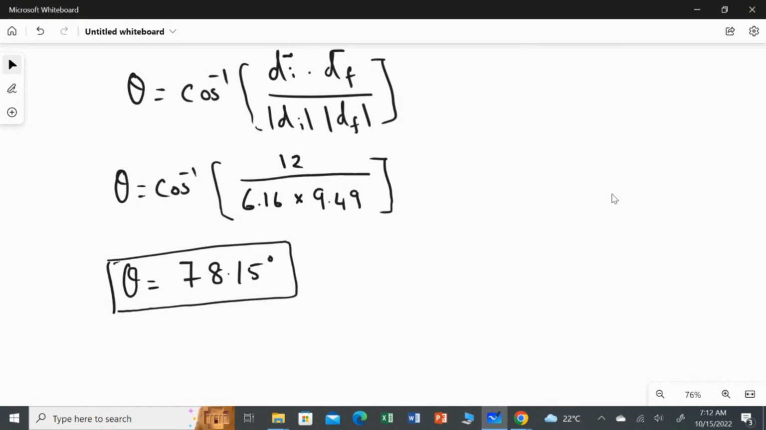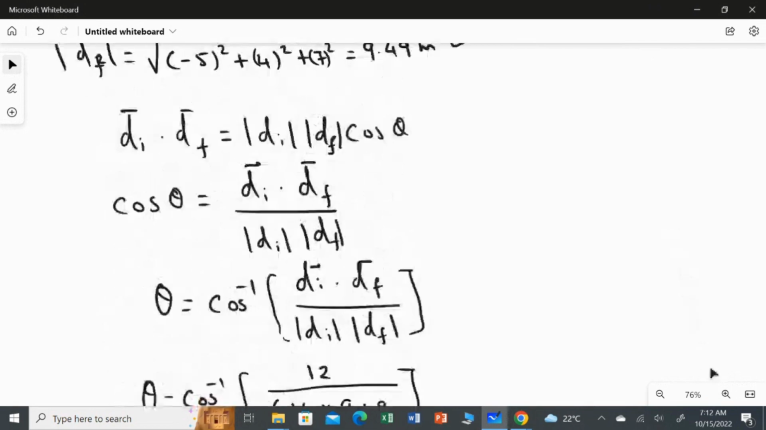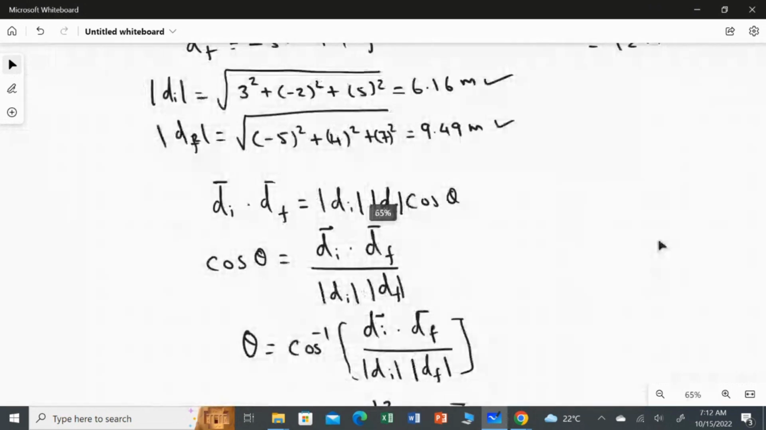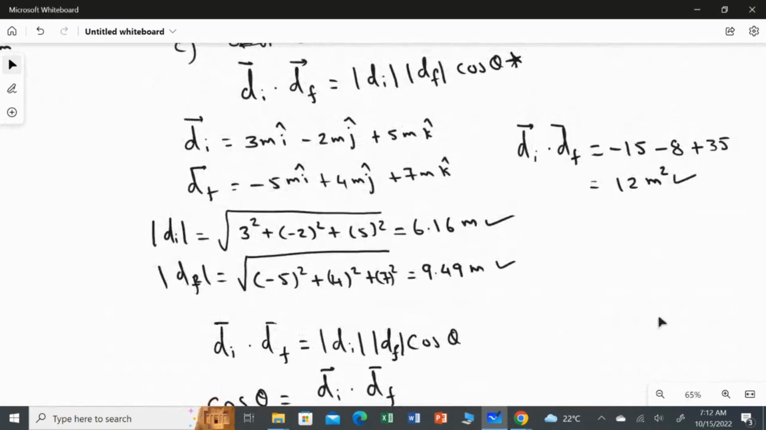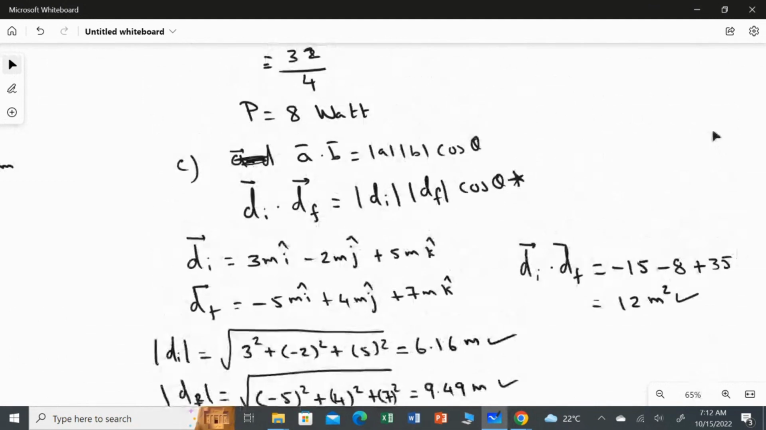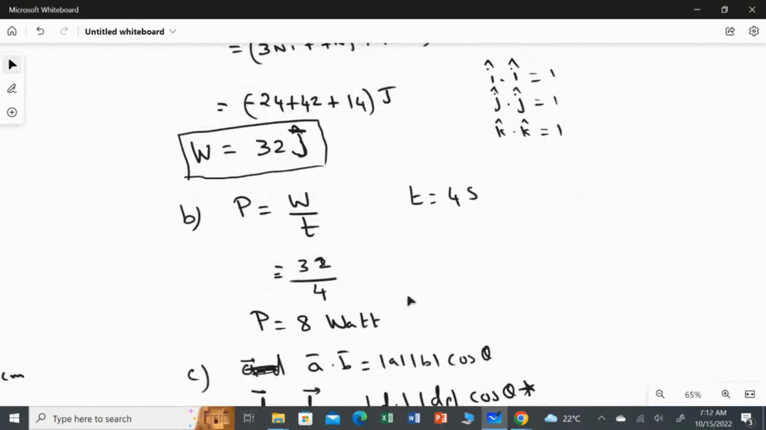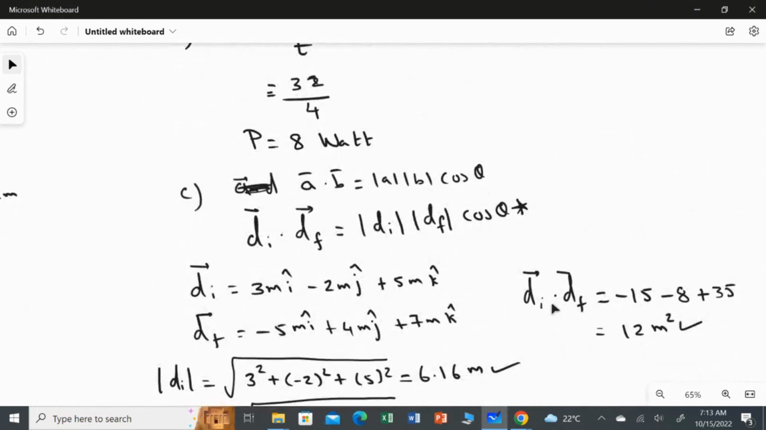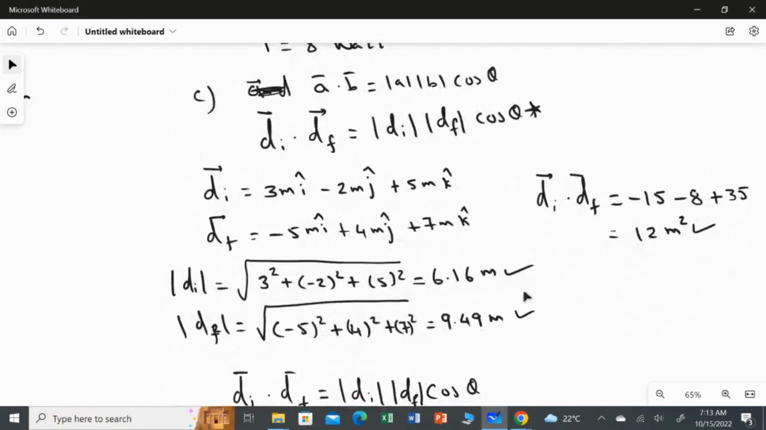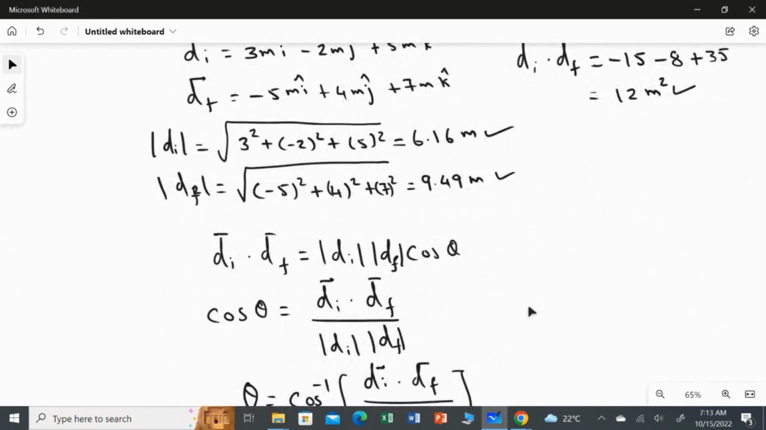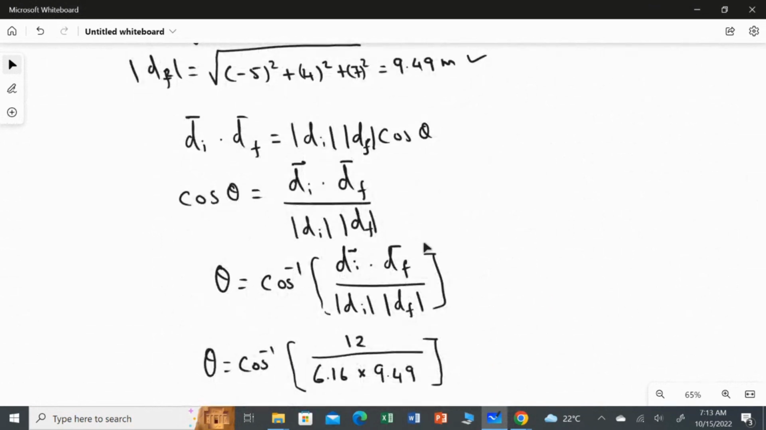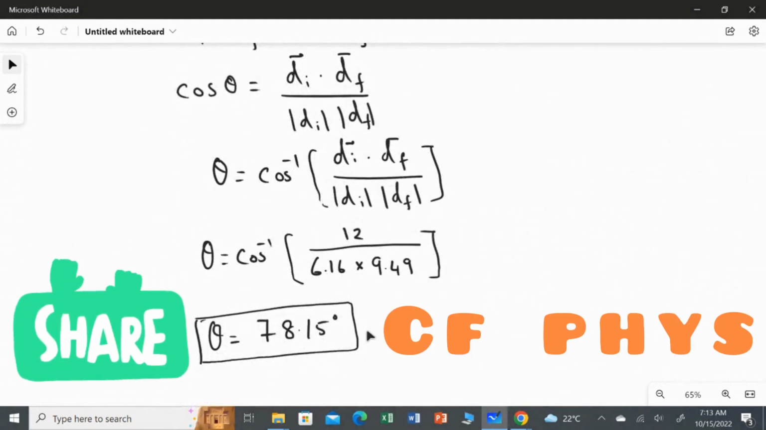Clear? So in this question you should be very careful. Why? Because we are just substituting the value of the first question into the second question. Am I right? So that means if you made a mistake in the first part, it will affect the answer of the second part. And in the third part, you have to deal with the dot product very carefully: di dot df, and then the magnitude of di, the magnitude of df, and then you have to write the equation of theta properly. Clear? So this is the answer for the last question.